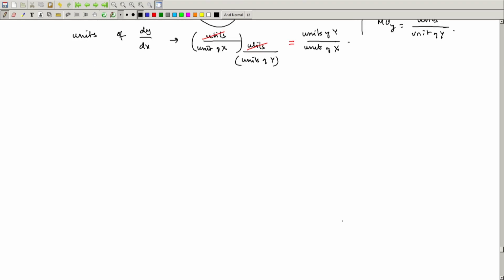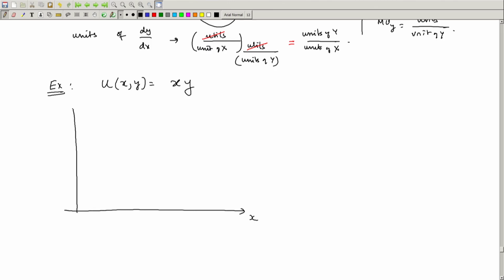So, let us take an example just to make sure that we understand this. Suppose I have a utility function which is x times y. This is my utility function, leading to some indifference curve IC1, and suppose I am told to compute the slope at some point (2, 10).